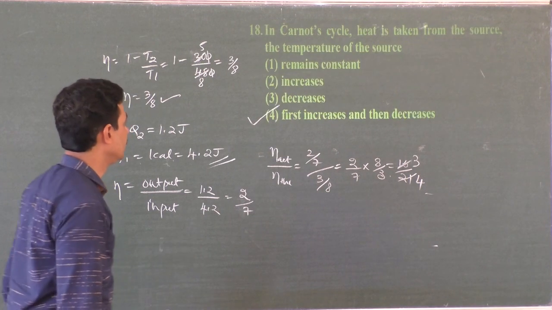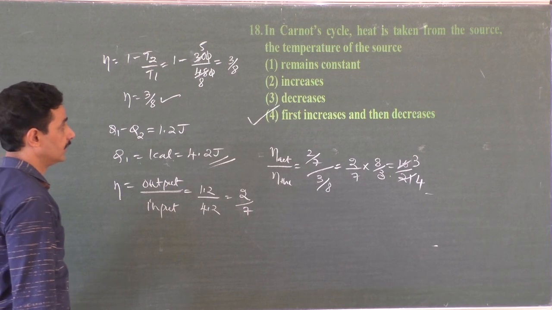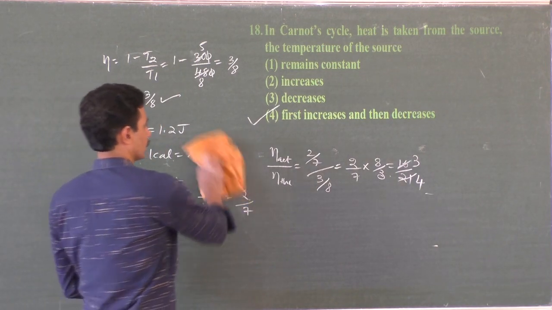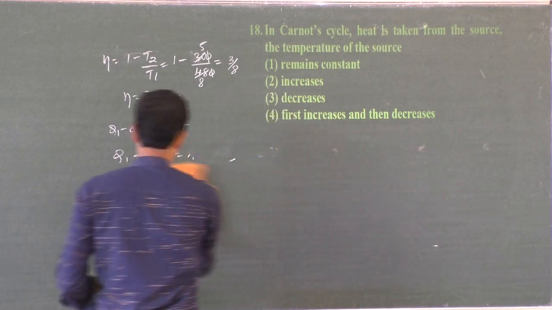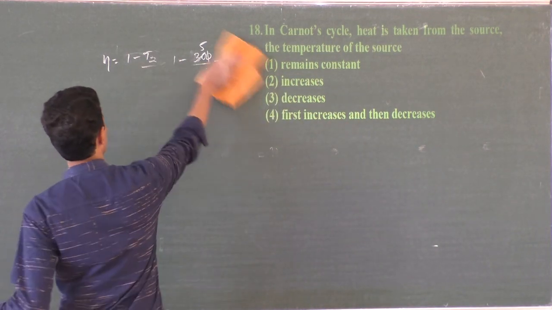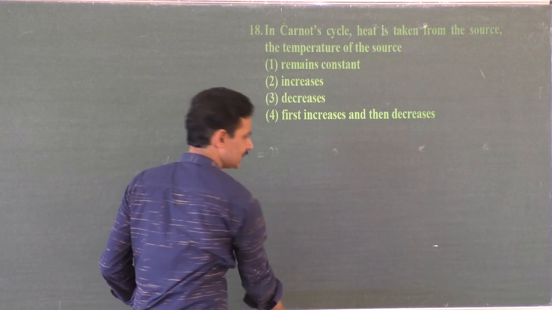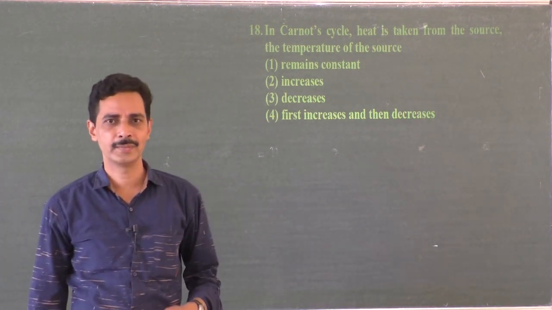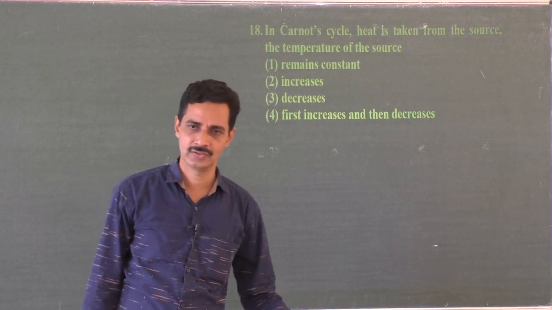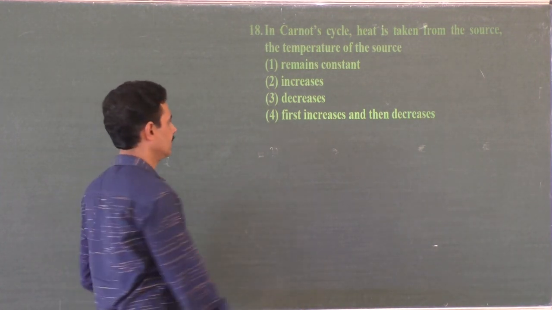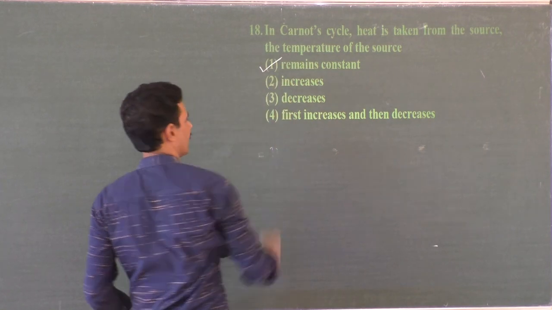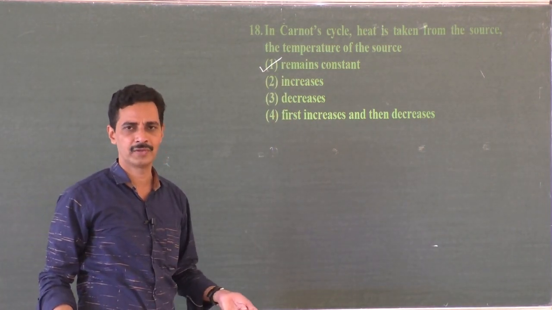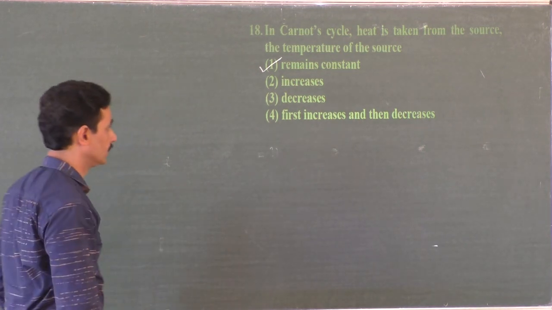18th one. In Carnot cycle, heat is taken from the source. We were discussing about this. The source, hot reservoir, and the sink, cold reservoir, have such a high, infinite thermal capacity that even if you remove some heat energy from it or add some heat energy to it, its temperature doesn't change. They remain constant because they are very large quantities of heat energy. Removal and addition of a small amount of energy doesn't change their temperature at all.